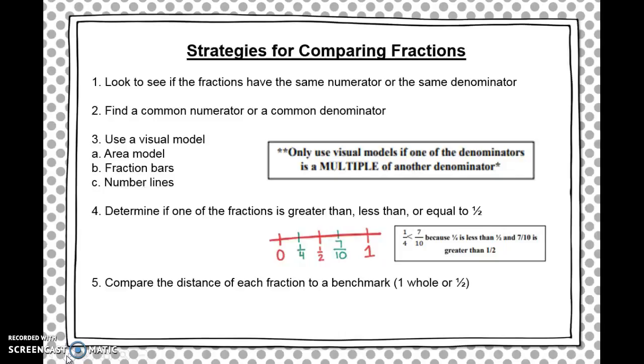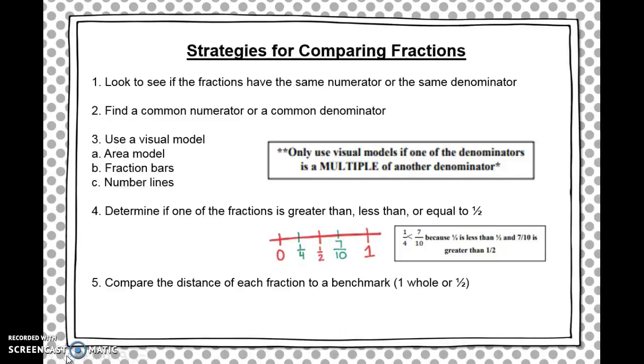As you see, we have been working on strategies for comparing fractions for the majority of this week. Step 1 is to look to see if the fractions have the same numerator or the same denominator. Step 2, find a common numerator or a common denominator. Strategy 3 would be to use a visual model such as an area model, which usually you use grid paper for, fraction bars, which are your rectangles that are partitioned equally, or number lines.